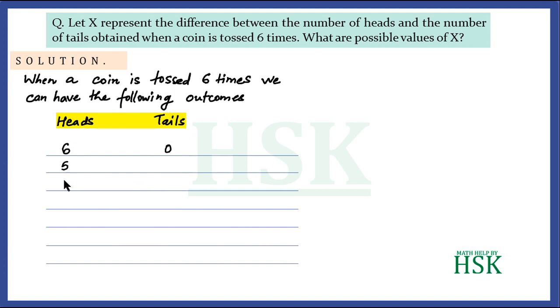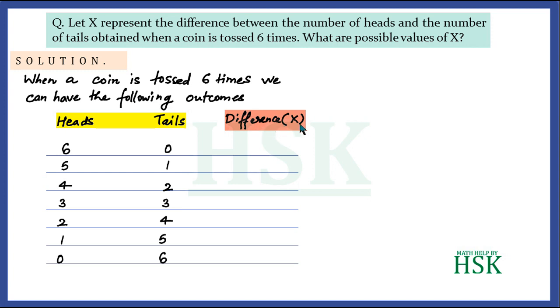Similarly, if we have 5 heads, then the remaining 1 time we are going to have tails. Similarly, 4 heads, so we are going to get 2 tails; 3 heads, so 3 tails; 2 heads, so 4 tails; and 1 head, so 5 tails would be obtained. And if no head is obtained, then all the outcomes would be tails, so 6 tails would be obtained. Okay, so we have to calculate the difference x.